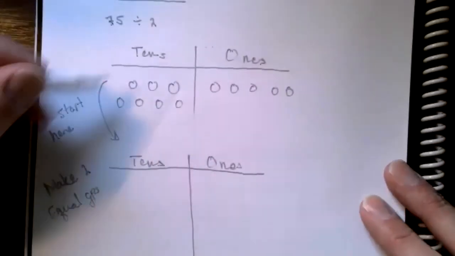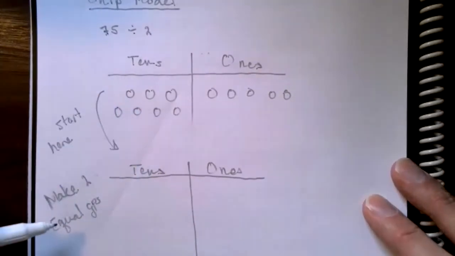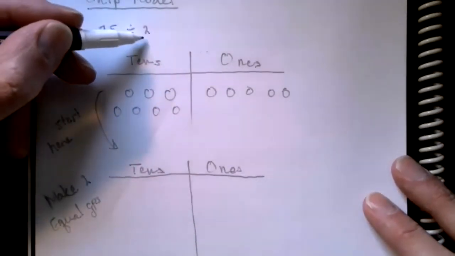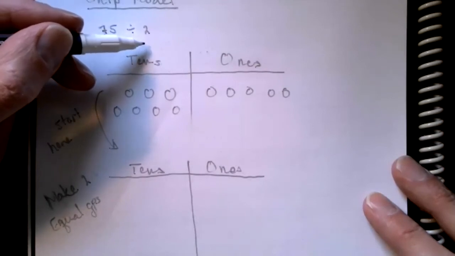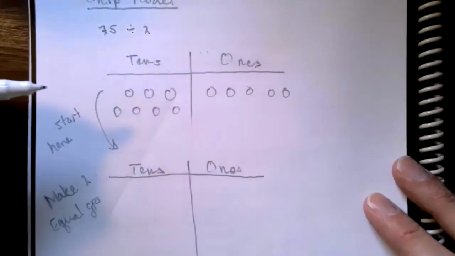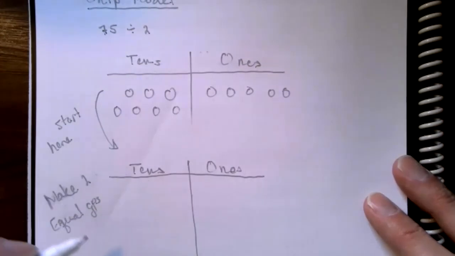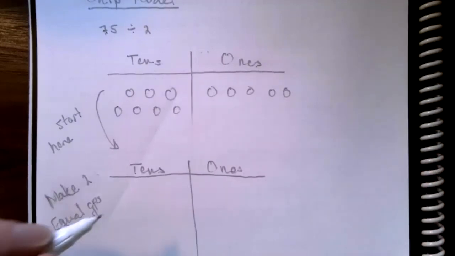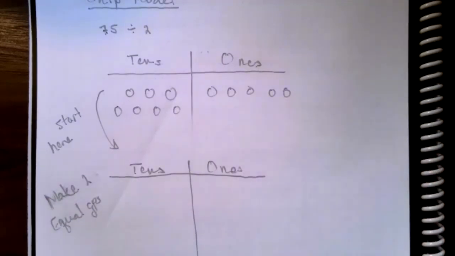Okay, so I've got 7 chips here. I want to make 2 equal groups because I'm dividing by 2. All right, so how big are my groups going to be? Let's see, Cynthia, how big are my groups going to be? I got 7 chips. I want 2 equal groups.